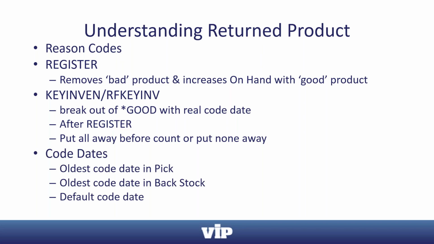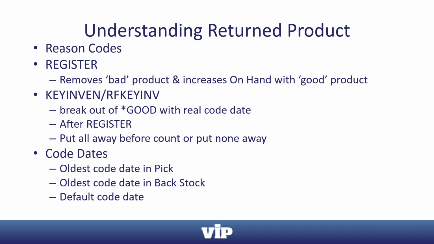And then last but not least, understanding this, that when an item comes back from the trade, it often doesn't have a code date associated with it. So the system has to make up a code date for it. The way it does that is by a series of checking different locations. The first thing it's going to do, it's going to check to see if you have anything in a pick location for that item and what the oldest code date is in that pick location. If you don't have anything in the pick, it's going to check the backstock and say, what's the oldest code date in backstock? Great, I'm going to assign that to this item.